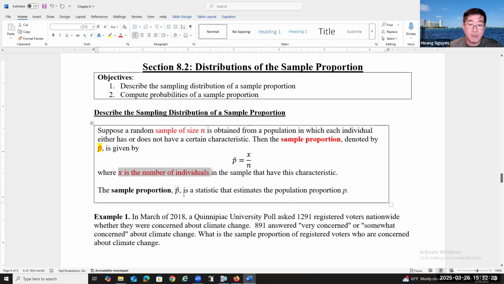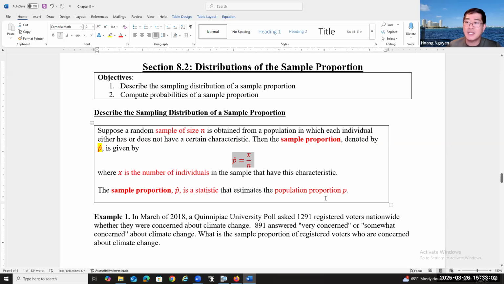The sample proportion p hat is a statistic, right? It is a numerical summary of a sample. That's why the sample proportion p hat is our statistic, and this is the statistic notation. It estimates the population proportion p. For the population proportion we use lowercase p. So p hat is the sample proportion, and p is the population proportion. This is the new notation we have in this section.